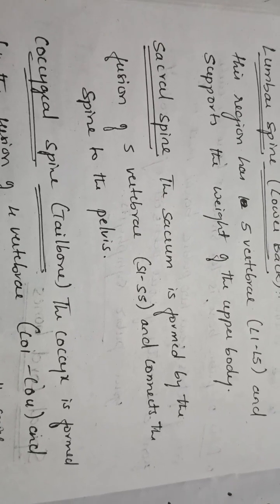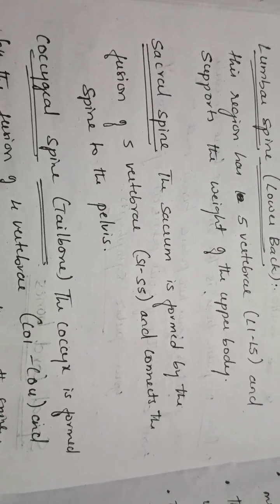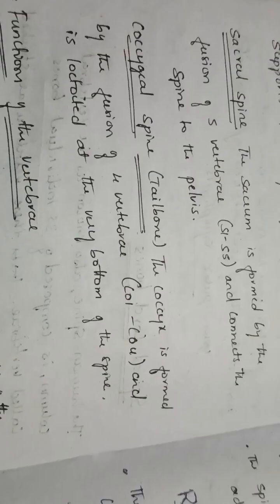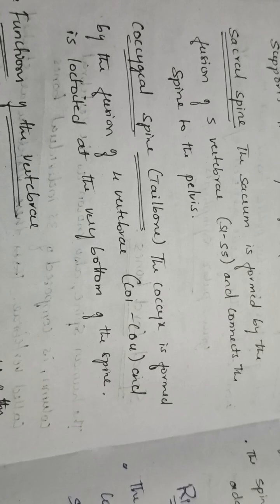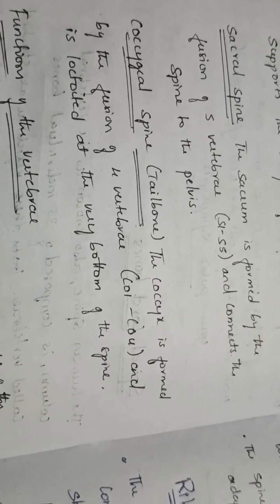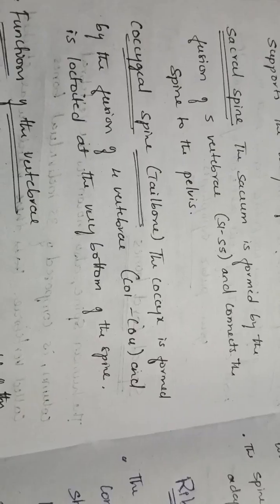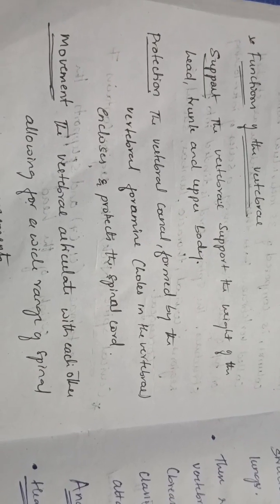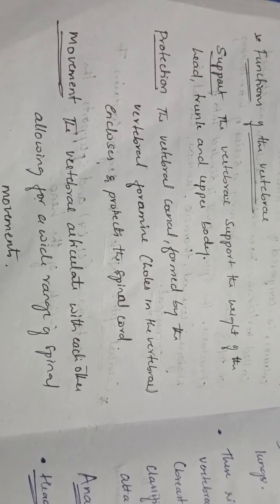Sacral spine: the sacrum is formed by the fusion of 5 vertebrae and connects the spine to the pelvis. Coccygeal spine, tailbone: the coccyx is formed by the fusion of 4 vertebrae and is located at the very bottom of the spine. Functions of the vertebrae: support. The vertebrae support the weight of the head, trunk and upper body.